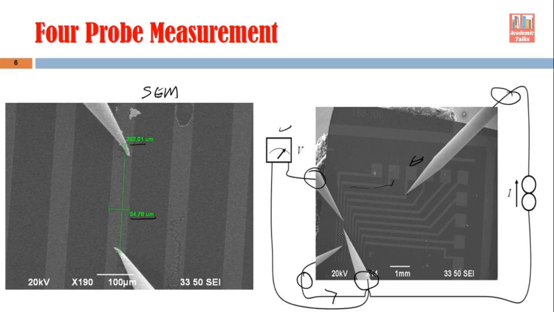And from this resistance value we can find out the resistivity of this deposited metal, because the dimensions of this line we know: its cross sectional area, its length. So once we know this resistance, we put this resistance here and put these values A and L here, and that way we can find out the resistivity.